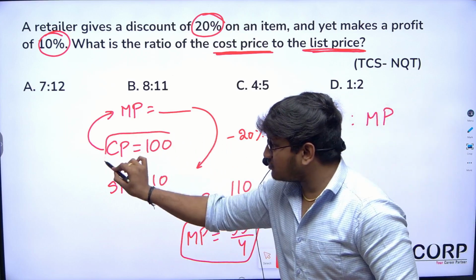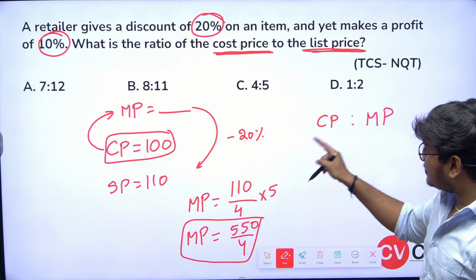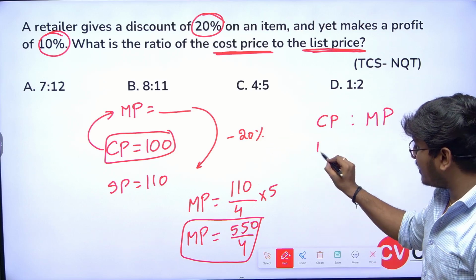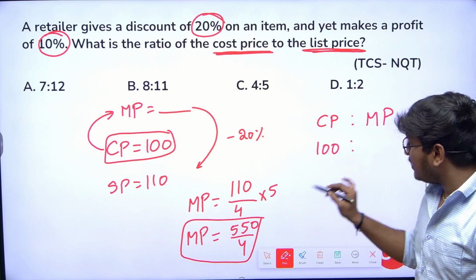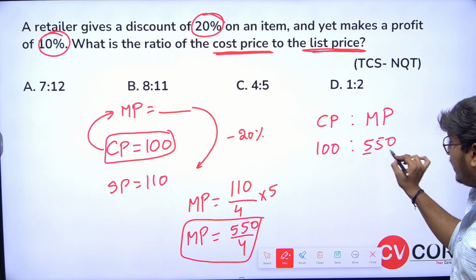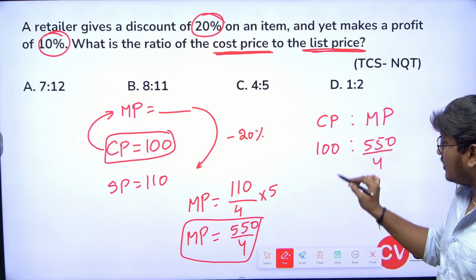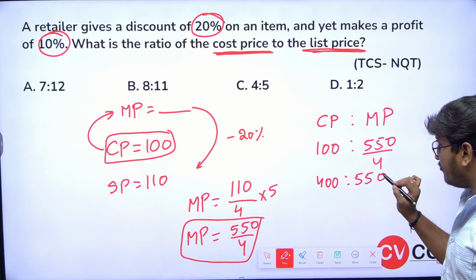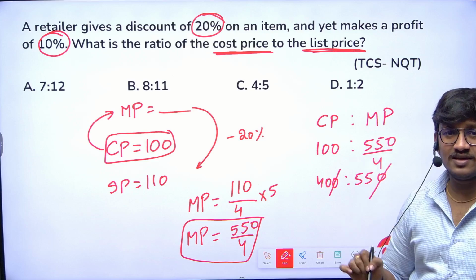What is the cost price? We assume 100 rupees. What are they asking us to find? The cost price to marked price ratio. The cost price is 100. The marked price is 550 by 4. This 4 will go to that place. It will be 400 is to 550. The zeros will get cancelled.